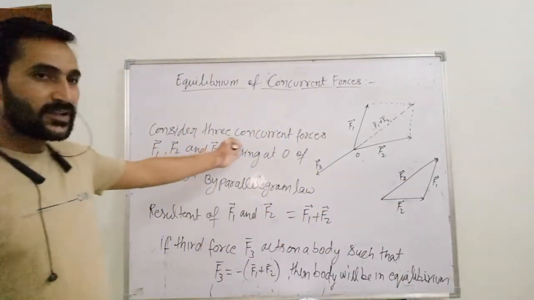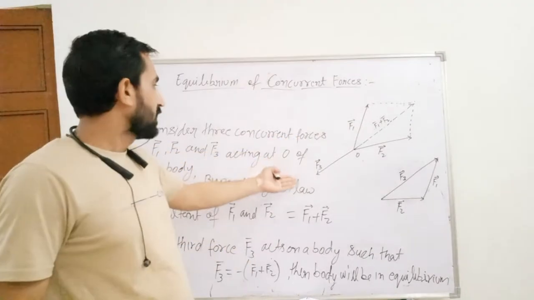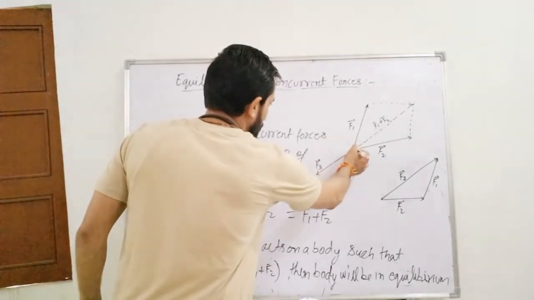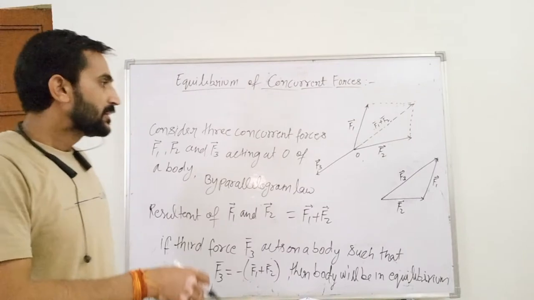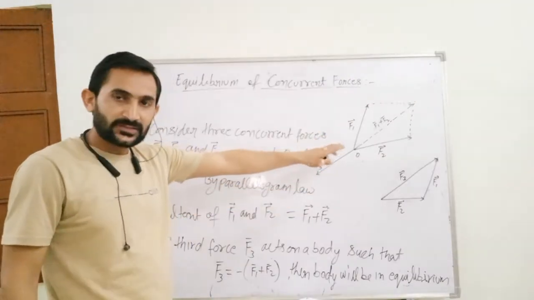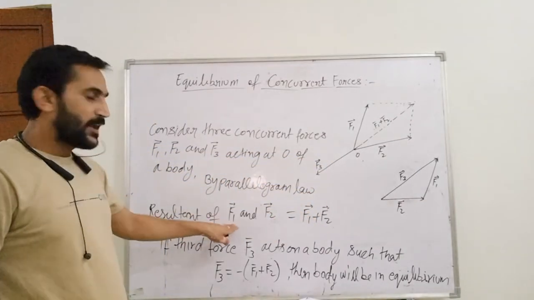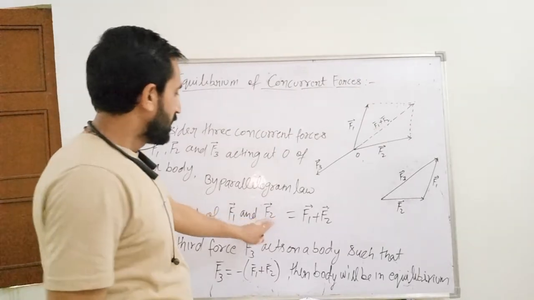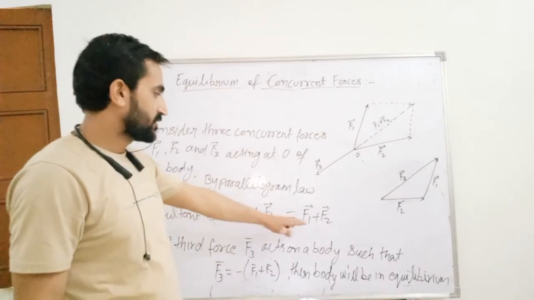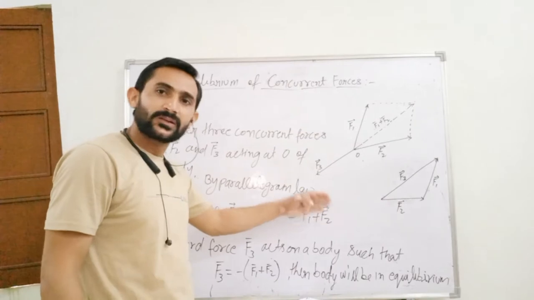Consider there are three concurrent forces F1, F2 and F3 acting at O of a body. Suppose here is any body and these forces are acting on that body. By the parallelogram law, you will find this. I told you just a few seconds before, the resultant of F1 and F2 will be F1 plus F2, the vector sum of these two forces, vector F1 plus vector F2.